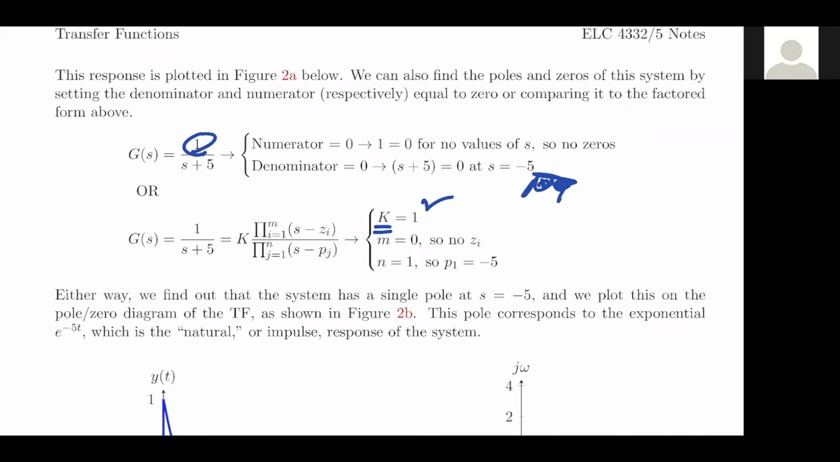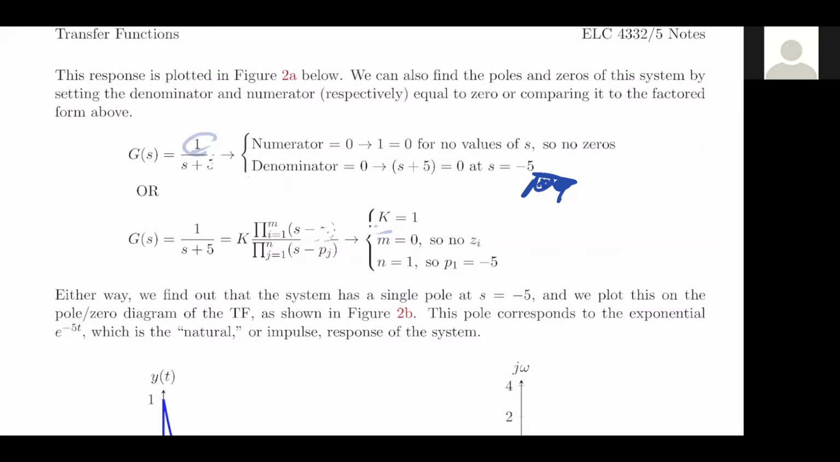There are no powers of s in the numerator, so there are no finite zeros that exist for this transfer function. When I say finite zeros, if you let s go to infinity, it zeroes out the transfer function. So sometimes people will say it has a zero at infinity, but we're only talking about specific finite numbers here.